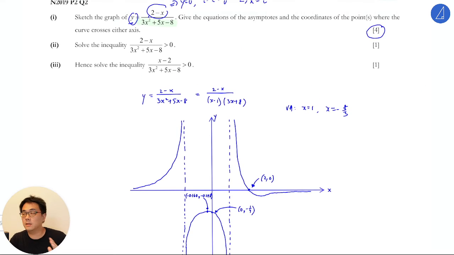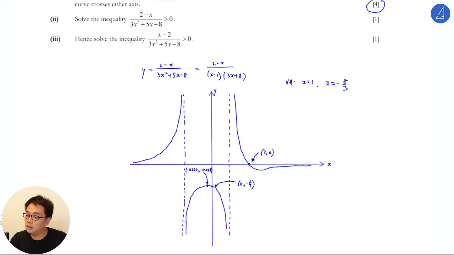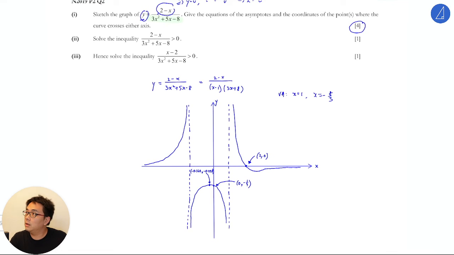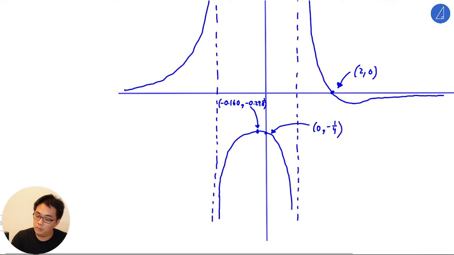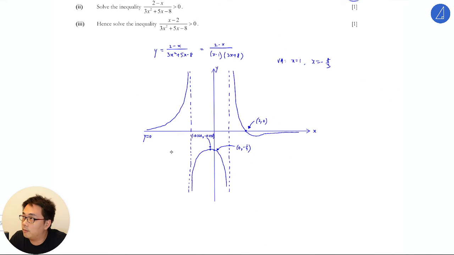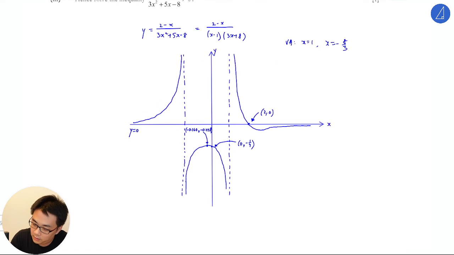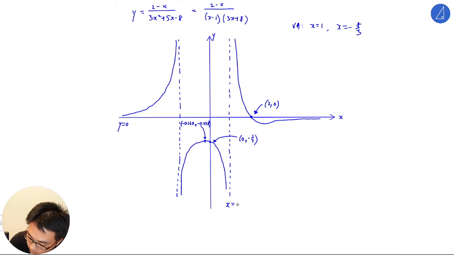This is 4 marks. Quite tricky, right? Anything else missing here? B? B what? Good. y equals 0. Okay, I can see a lot of mistakes can go wrong here. Then the labeling of the asymptotes, of course. So this is x equals 1, x equals minus 8 over 3. 4 marks. Please take the 4 marks. If you don't take it, your friends and the rest of the cohort will take it.